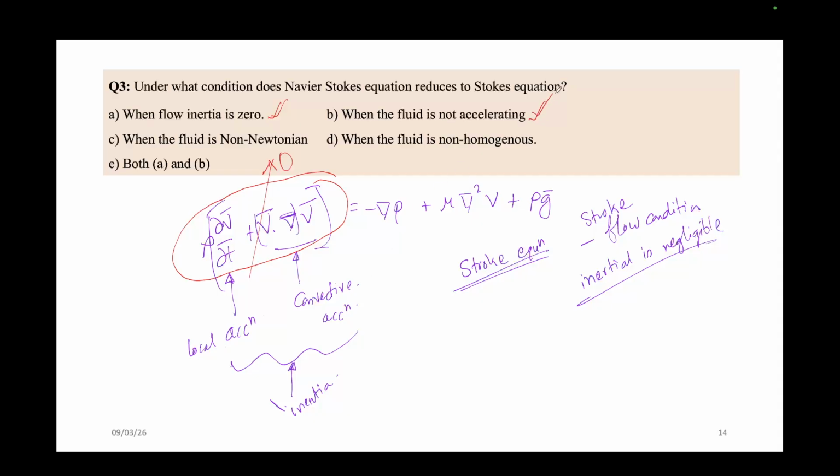It's correct. Option C, the fluid is non-Newtonian. Is it correct or not? Because it should be Newtonian. The fluid is non-homogeneous. Is it correct or not? So the correct answer will be option E. We got it. So as it is zero, what should be the equation? Final equation: zero equal to minus.